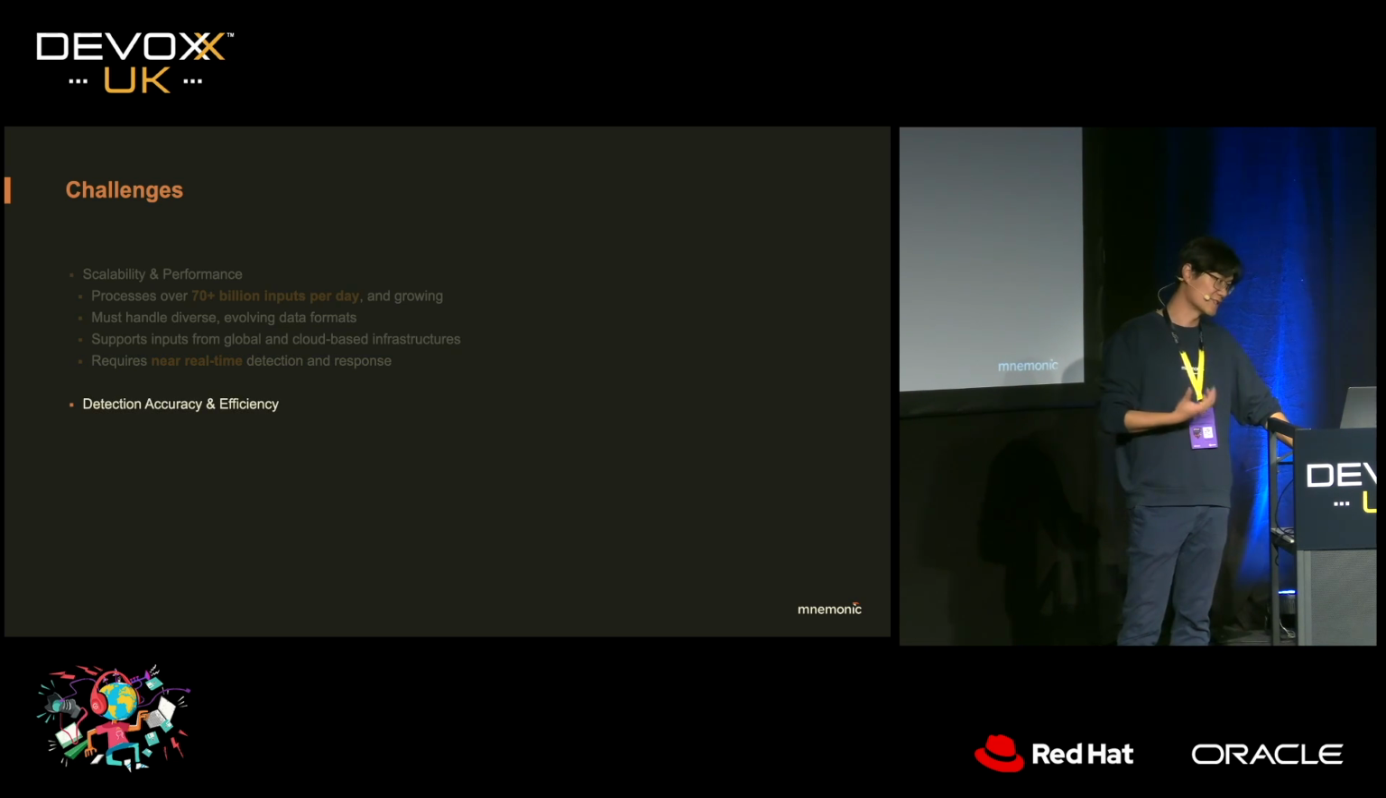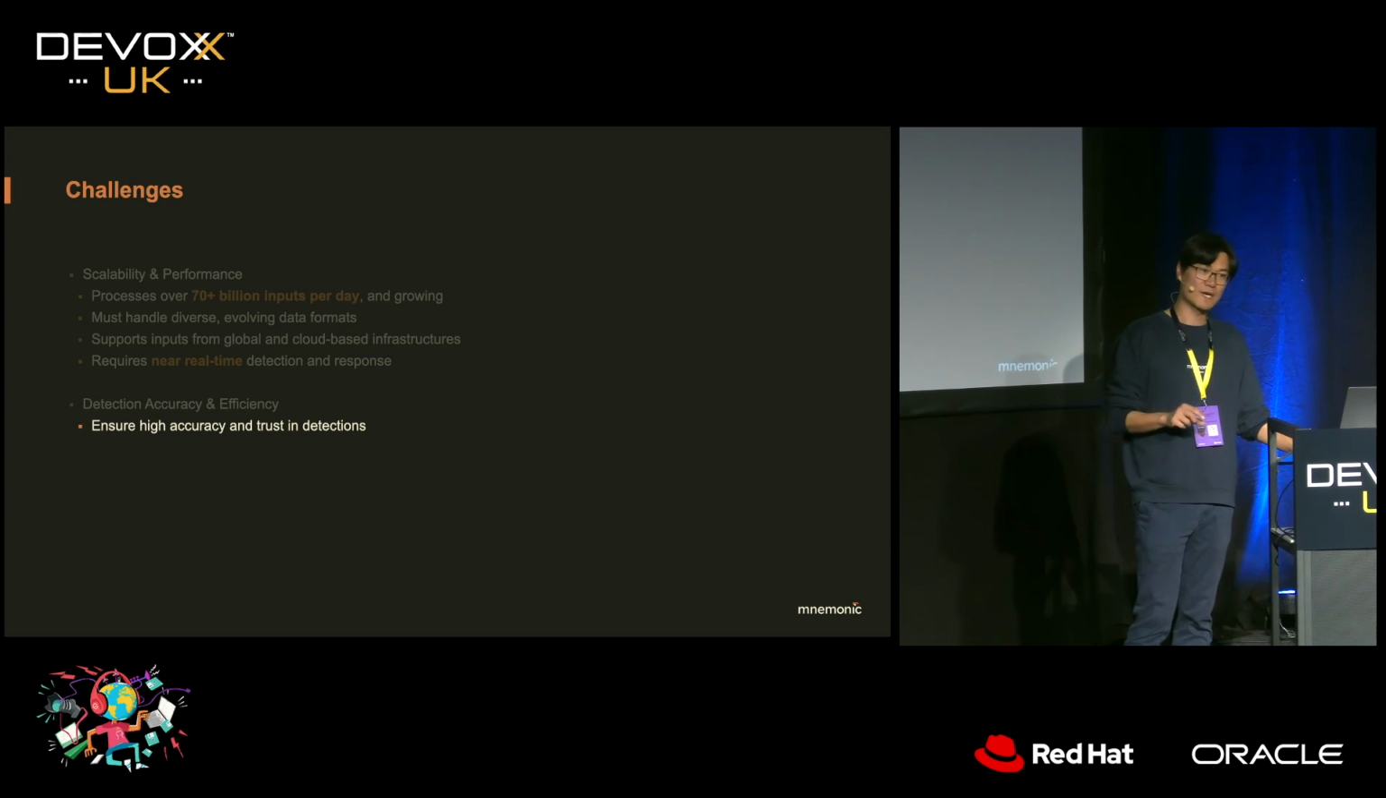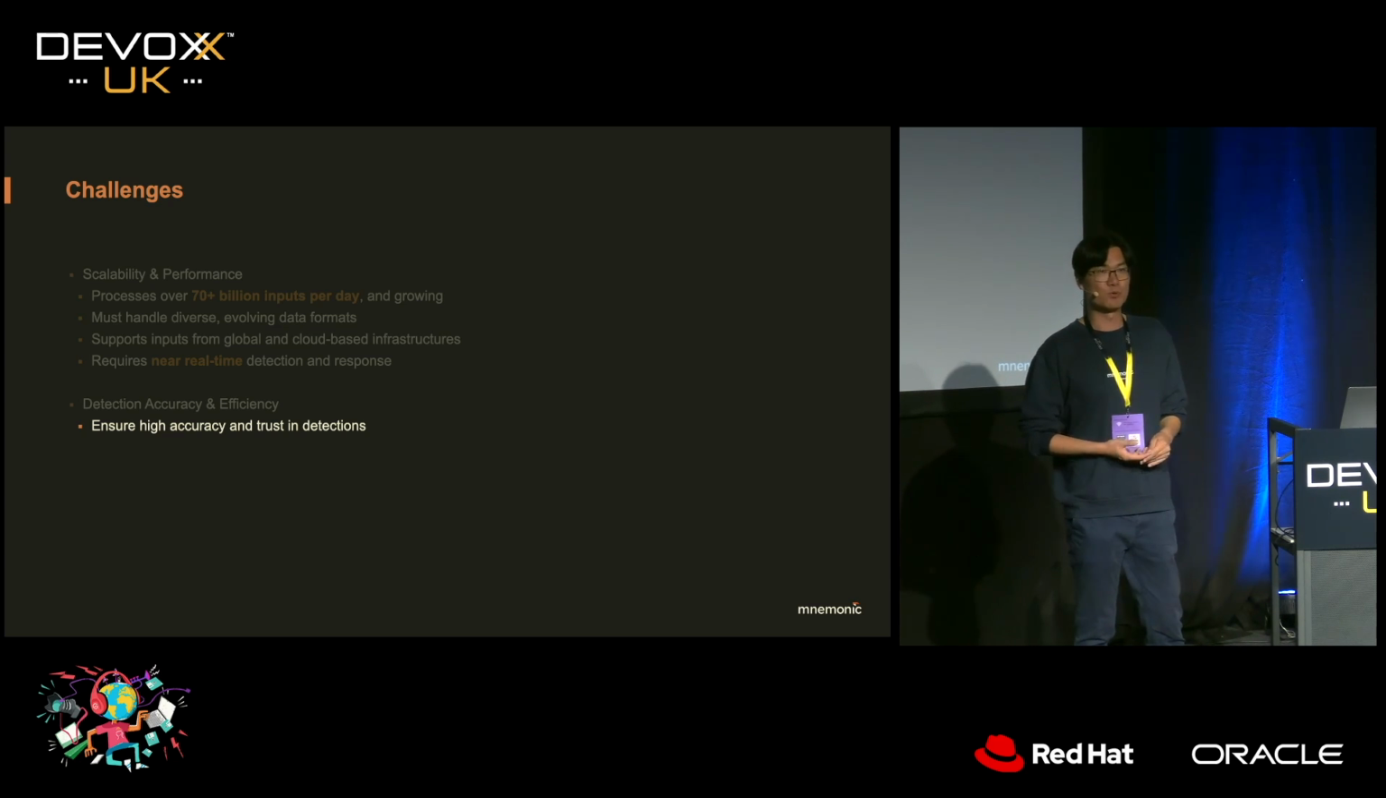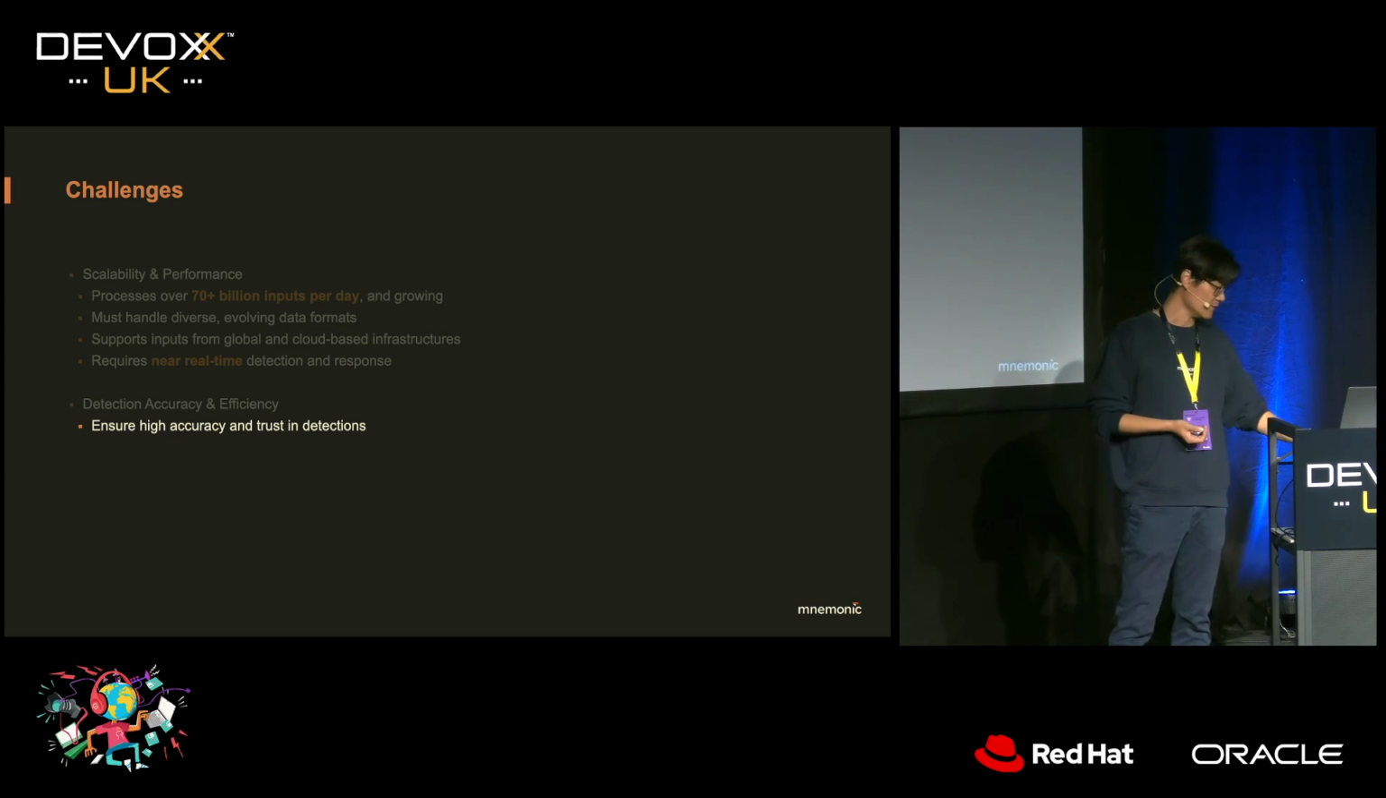Next, detection accuracy and efficiency. For the SOC analysts, we are human and have limited capacity. So the goal for the pipeline is to reduce the number of false positives, in order to provide actual incidents that need to be analyzed, and to build trust in the detection we have.